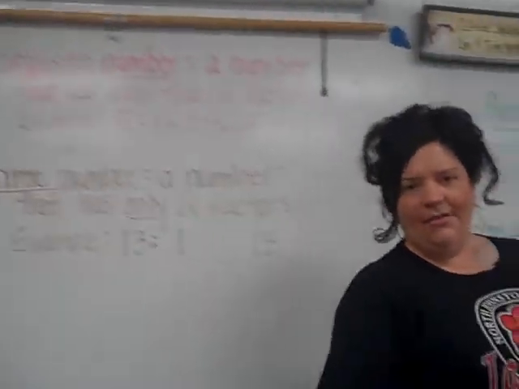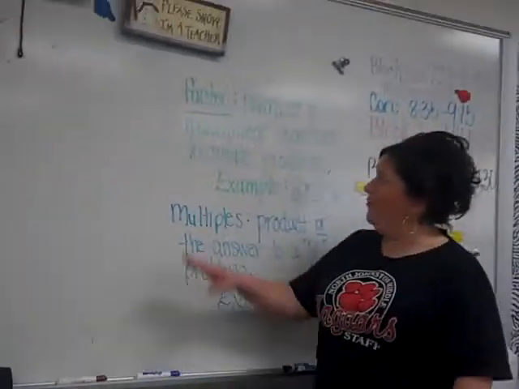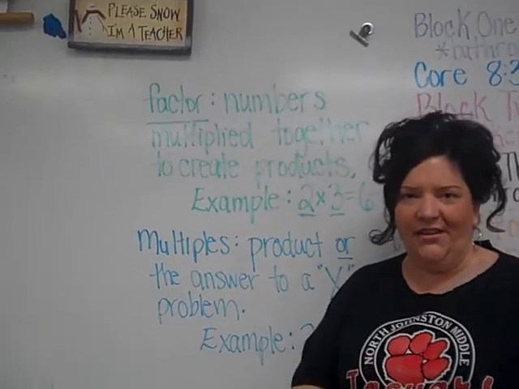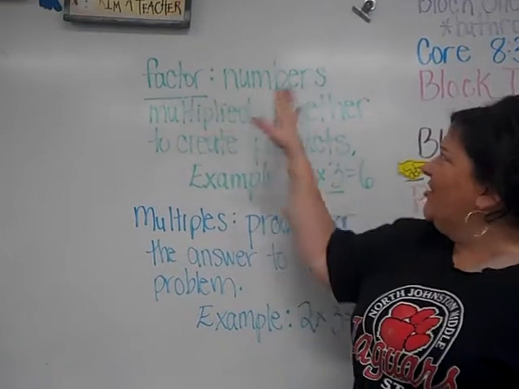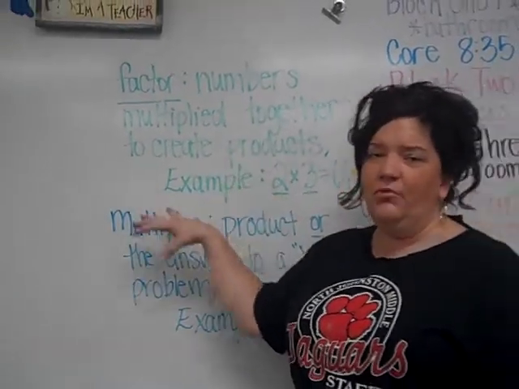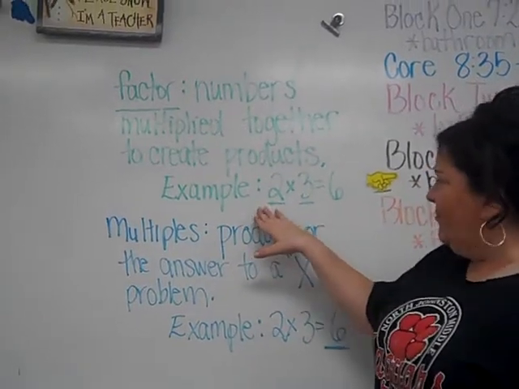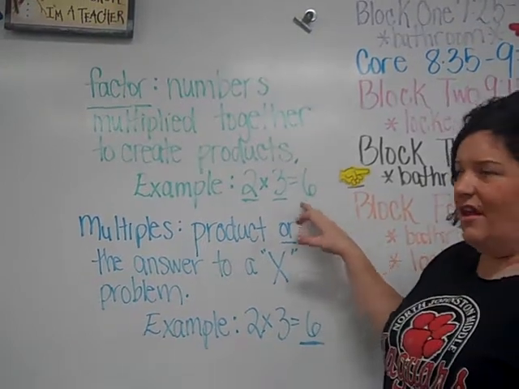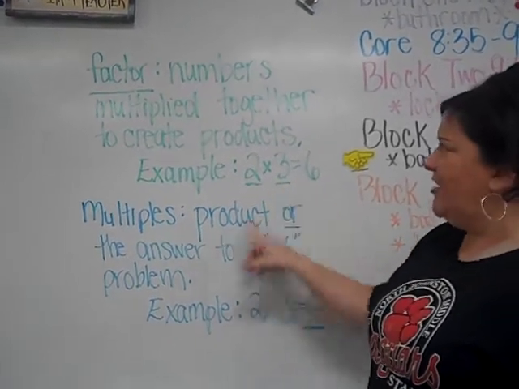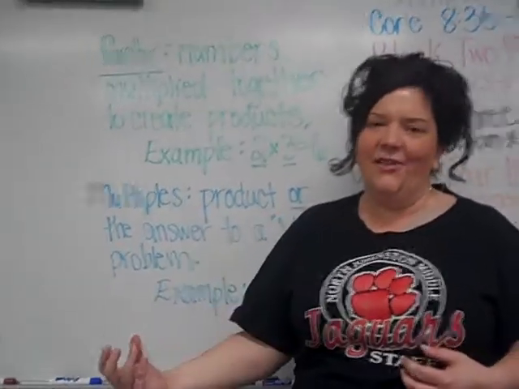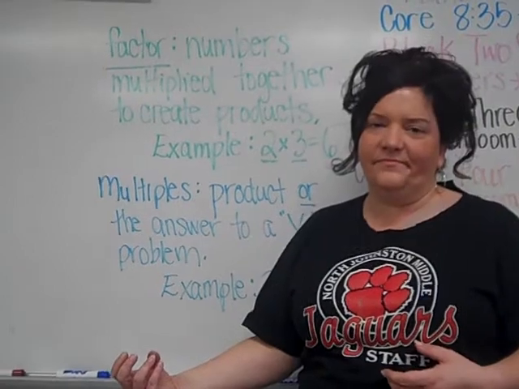The next two vocabulary words we're going to talk about are factors and multiples. These are included together too because they're so closely related. Factors are numbers multiplied together to create products. So when we look at the number sentence 2 times 3 equals 6, the 2 and the 3 are considered factors, because when you multiply them together, you get the product of 6.